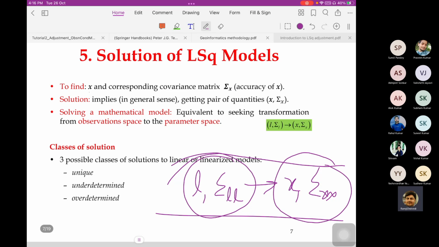Anyways, so we have the objective to find X and the corresponding covariance matrix. What we want in a solution, in a general sense, is to get the pair X, sigma X. And what we need to do is solve a mathematical model, which is equivalent to seeking a transformation from observation space to parameter space. What do we mean by observation space to parameter space? Let us see that.